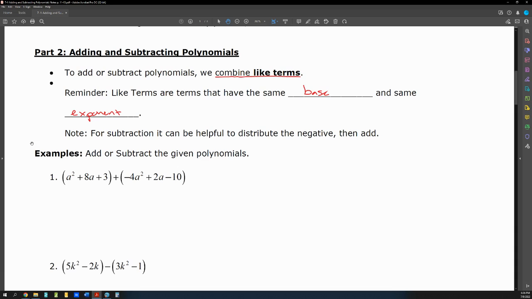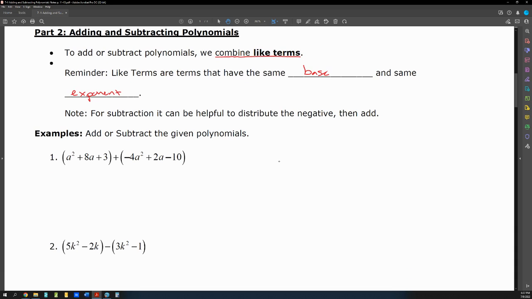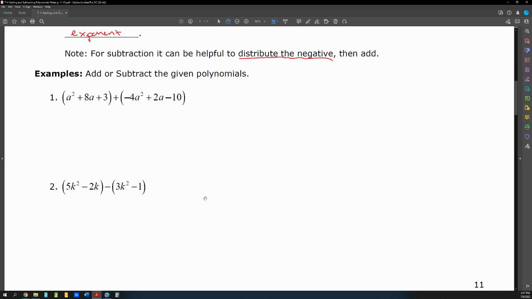For subtraction, I personally find it helpful to distribute the negative first and then just simply add or combine like terms. So let's take a look at some examples. Number 1, a squared plus 8a plus 3 plus the polynomial negative 4a squared plus 2a minus 10. This is just like combining like terms. I'm going to write all of my answers in standard form, so I'm going to write them in decreasing power order. We'll start with the a squareds.